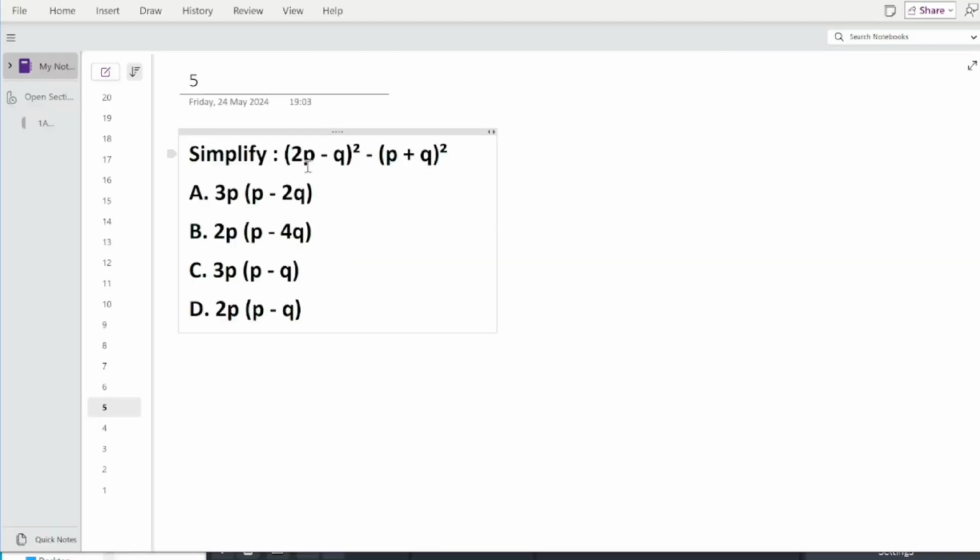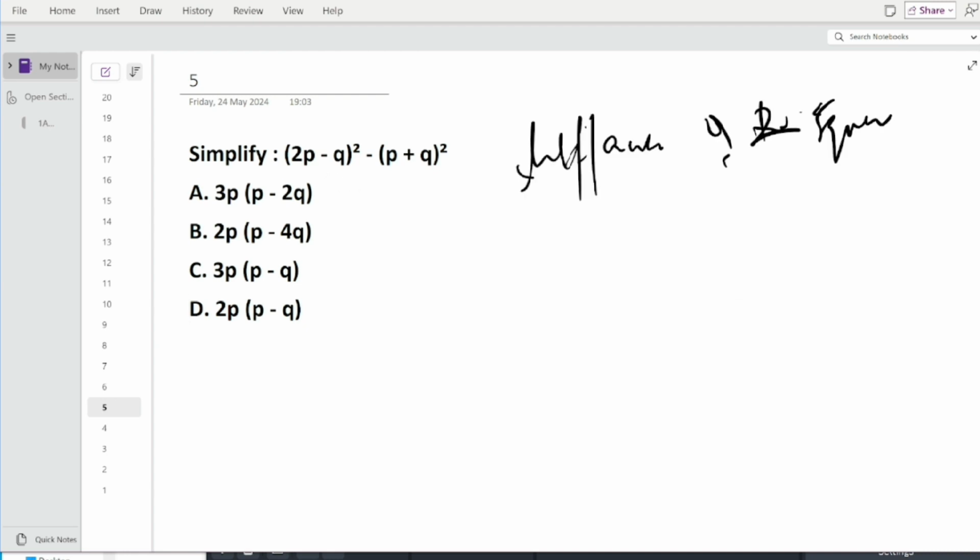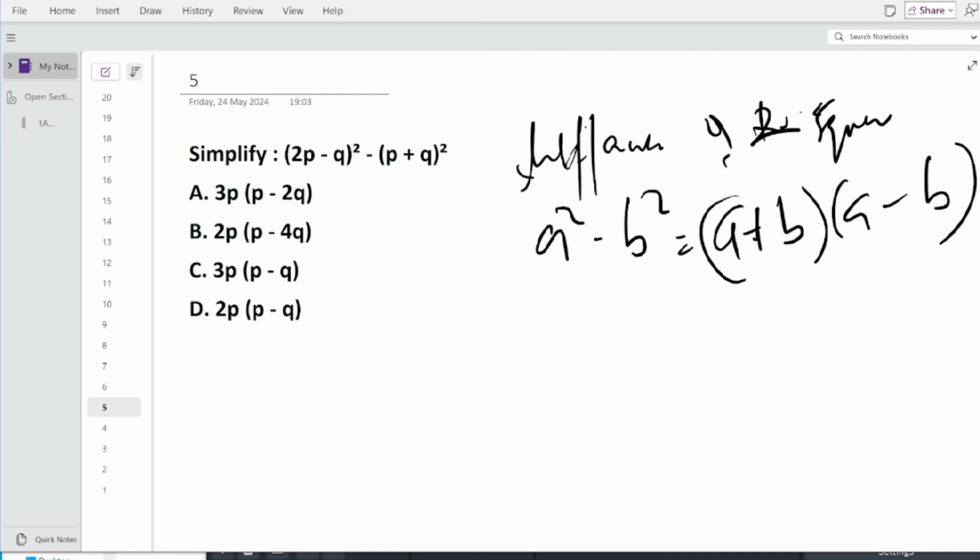Question 5. Simplify (2p minus q) all squared minus (p plus q) all squared. If you have a good eye, an eagle eye, you'll be able to identify this kind of question as a difference of two squares, where a squared minus b squared is equal to (a plus b)(a minus b). And knowing this, we can see that this is a question of the difference of two squares.